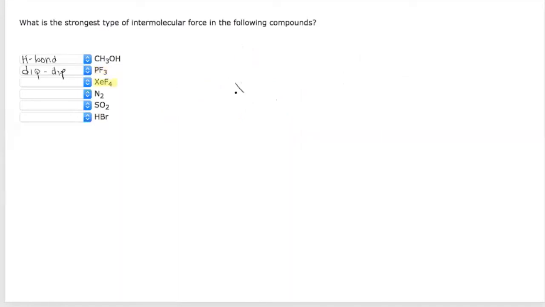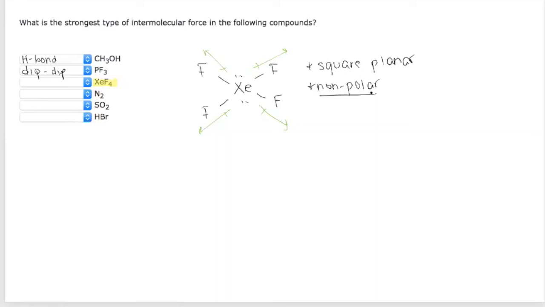Moving on to XeF4, if we draw that out, the overall shape is going to be square planar. Square planar, bound to 4 of the same atoms, this is a non-polar molecule. Even though there's electron density being pulled toward the fluorines, it's being pulled in 4 different directions, and there is no overall dipole moment; it just cancels out. Since this is a non-polar molecule, the only intermolecular force available for non-polar molecules is London dispersion forces.